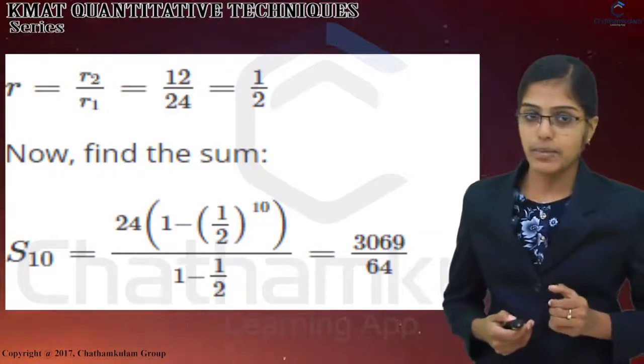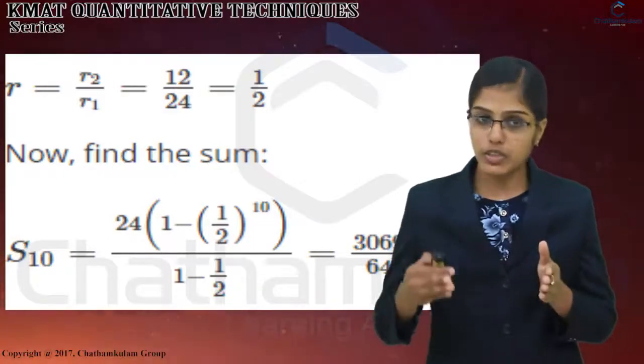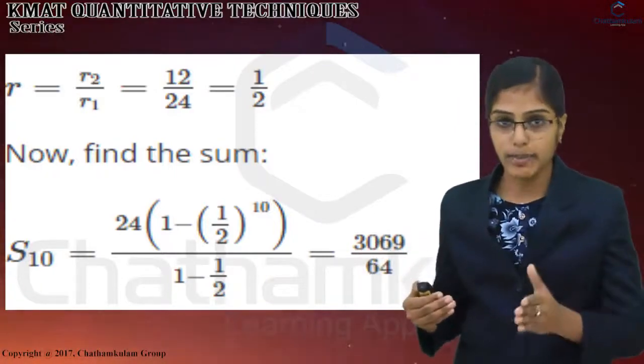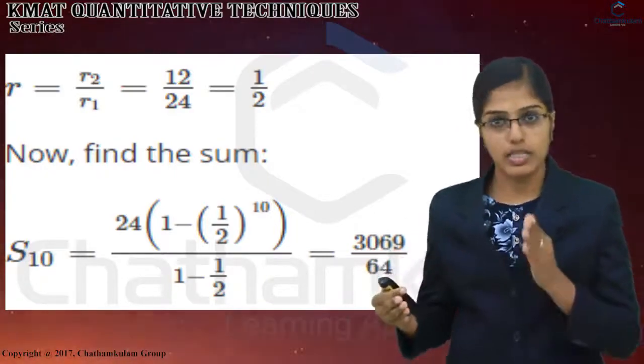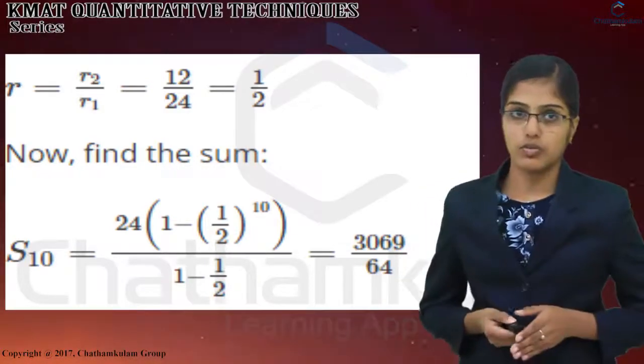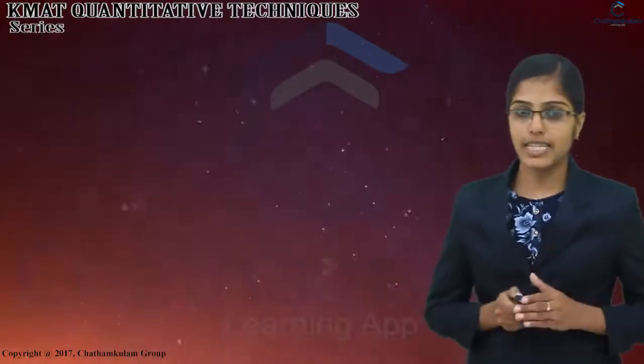Now find the sum. That is, S10 is equal to 24 into 1 minus 1 by 2 whole raised to 10, divided by 1 minus 1 by 2. That is equal to 3069 divided by 64.